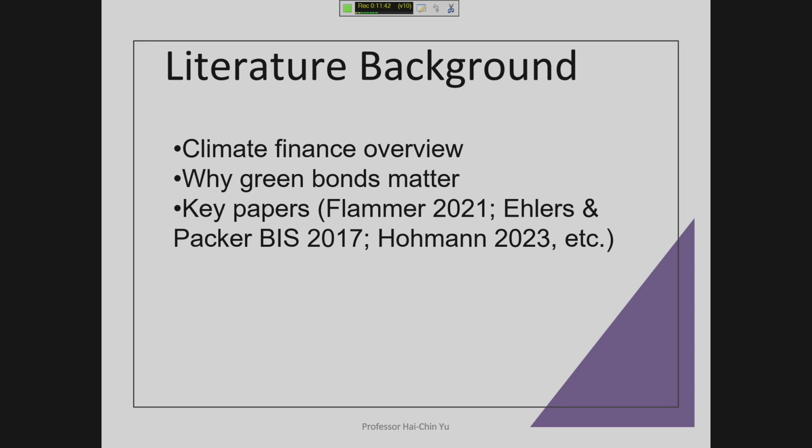So this paper, from the literature background, focuses on climate finance. So green bonds is one of the issues in climate finance. And the paper also answers the question about why green bonds matter, and they reference some key papers from Flammer 2021 to Hoffman 2023, and so on. So you can have a look at the relevant literature review for this paper.